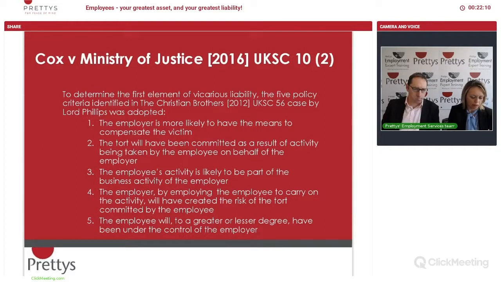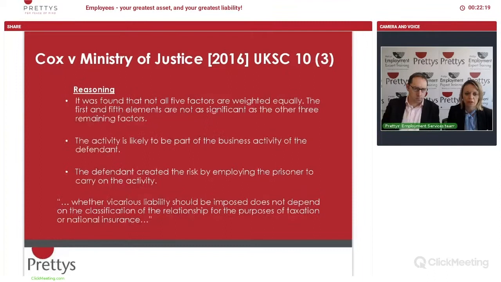They said that a relationship can give rise to vicarious liability on the ground that it is akin to that between an employer and employee. Moving on to the next slide, they looked at the Christian Brothers test and the five criteria. This case is helpful in that it found that not all five factors get equal weight. They found that the first and the fifth elements, the first being financial means and insurance and the fifth being control, have perhaps less importance than the other three. The remaining factors are that the activity is carried out on behalf of the defendant, that it is part of the defendant's business activity, and that the risk of the tort has been created by the defendant.